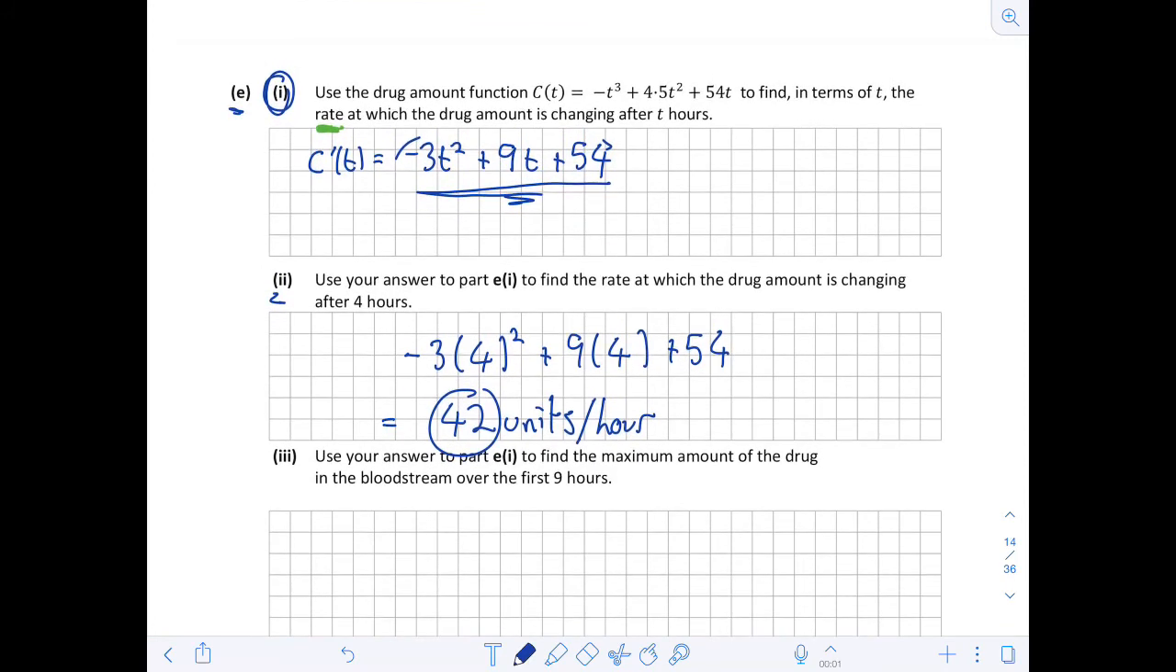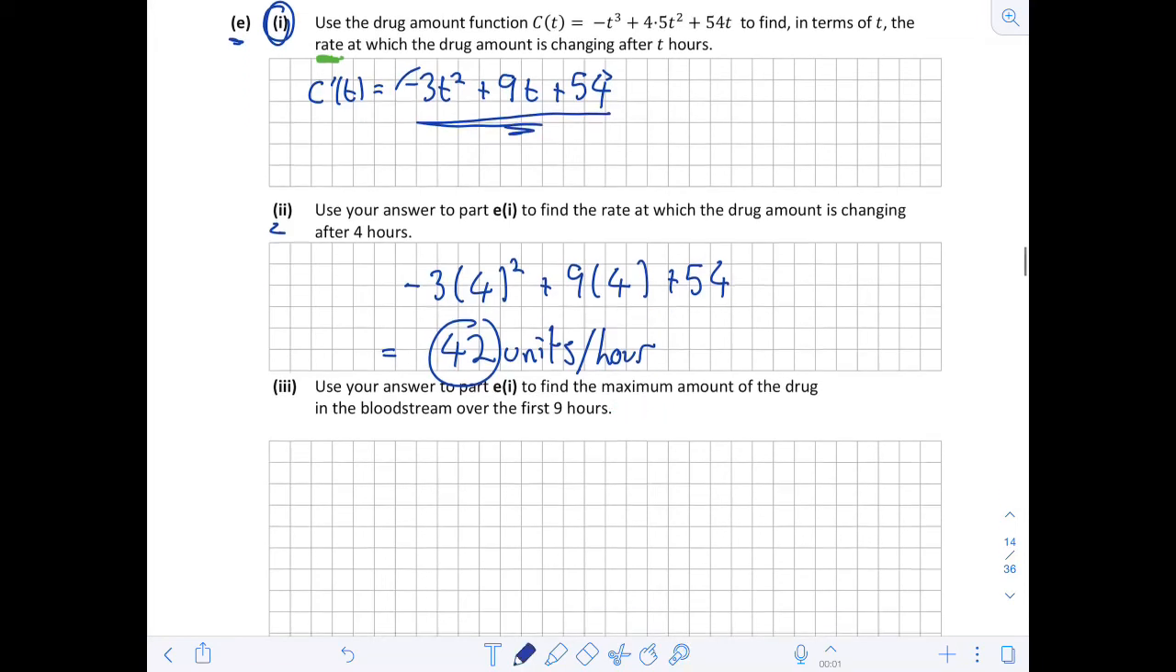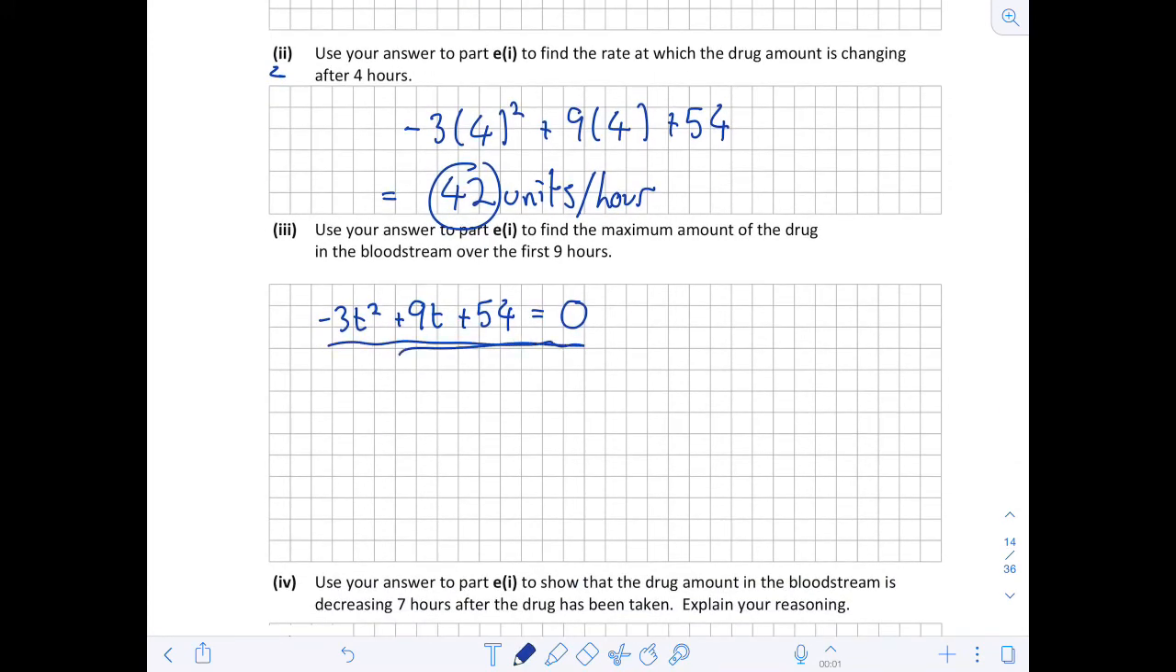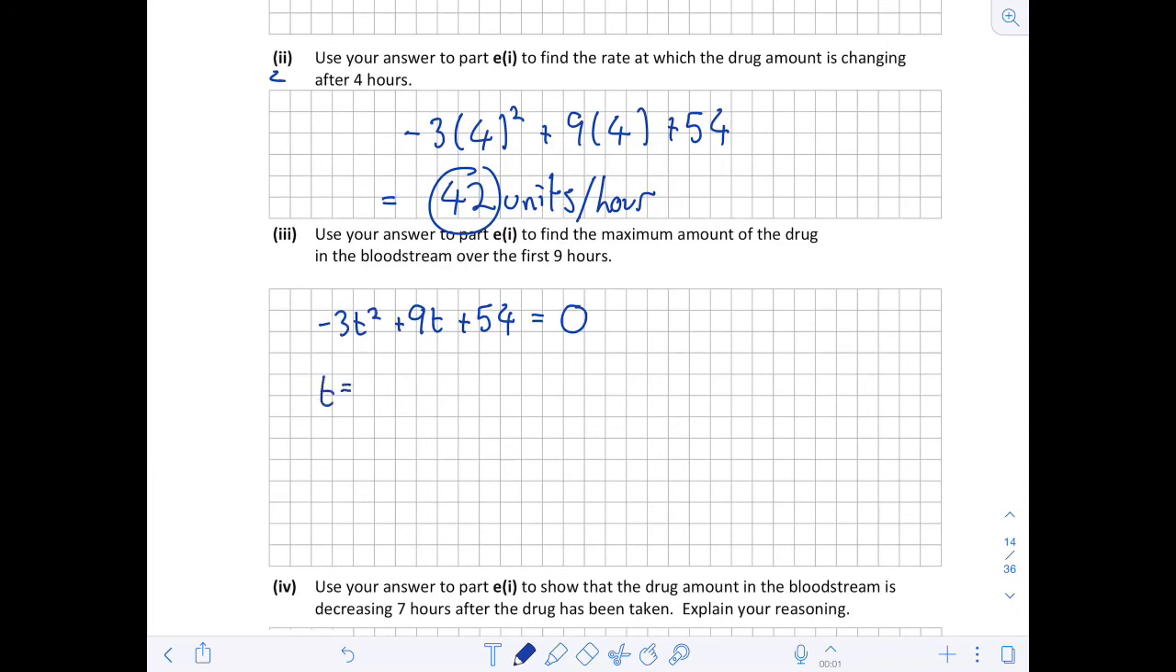So E part 3 says, use this thing up here to find the maximum. So at a maximum, our function for the derivative, minus 3t squared plus 9t plus 54, must equal 0. So at a maximum, this whole thing must equal 0. That's pretty nice. This thing here is just a quadratic, so into the minus b formula with him. So t this time equals minus b plus or minus the square root of b squared minus 4ac, all over 2a, and that minus needs to be included in the fraction.